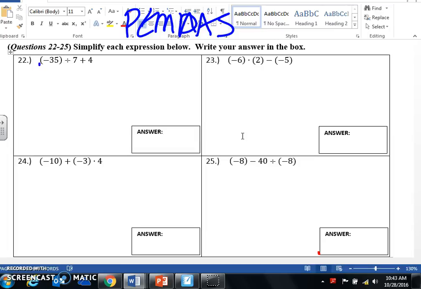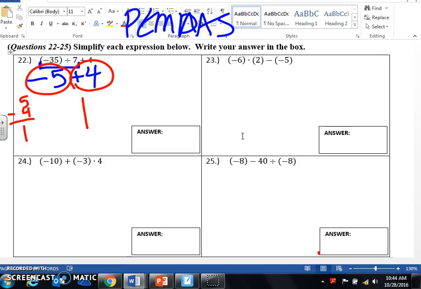So right here, I ask myself, do I divide or add first? I divide. Now, you do not get to use a calculator, so this is what's going through your mind the whole time. A negative and a positive is a negative. 35 divided by 7 is 5. Drop down your plus 4. Opposite signs, I subtract. So 5 minus 4 is 1. I keep the sign of the larger number, which is 5. So the whole thing is negative.